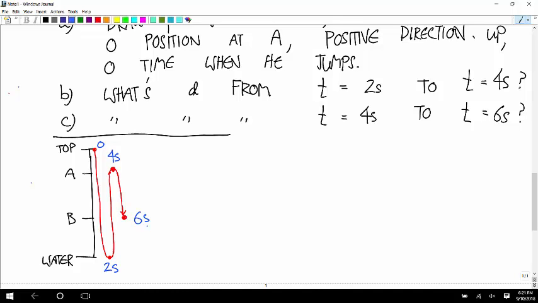Now let's think about position labels. What are we calling 0 position? A, so this is 0. And we're saying positive is up. So what would be the position label at the top? The distance between these is 2 meters. So if you start at 0 and go 2 meters in the positive direction, what's the label? Positive 2.